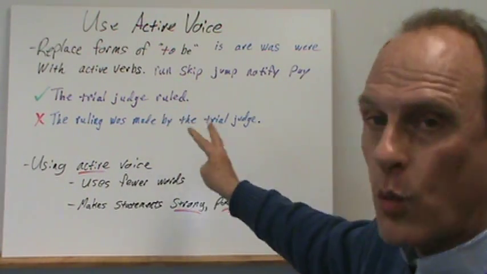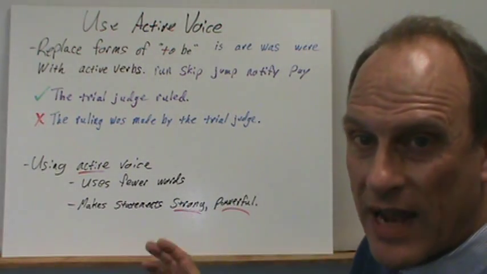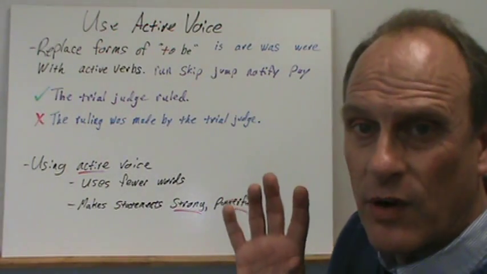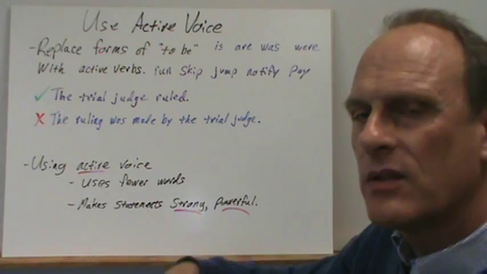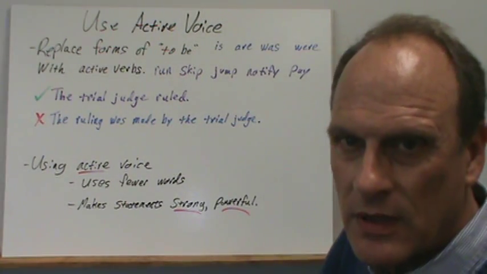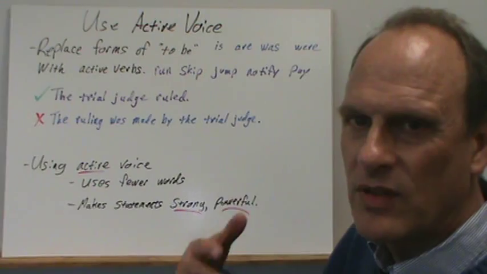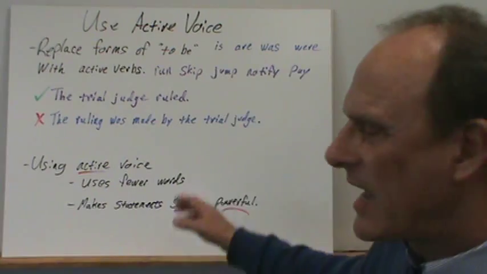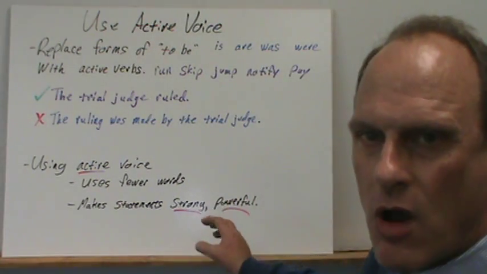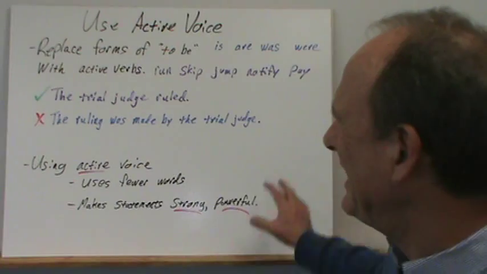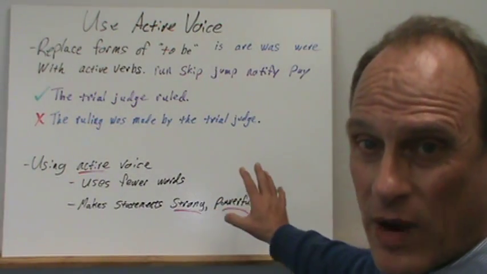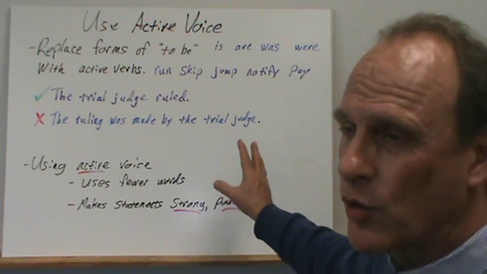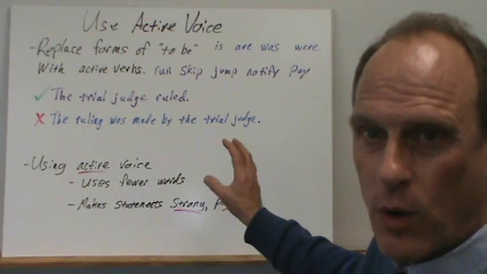Here's a good example: the trial judge ruled. To the point, four words. We're being brief, and we know exactly what is happening here. It is written in very strong, direct language, as opposed to the ruling was made by the trial judge. Too convoluted, it's not as powerful. So by using the active voice, we're using fewer words, and we're making statements that are strong and powerful. Even if you just use this strategy in your writing on exams or just reports, your writing instantly becomes so much more powerful.